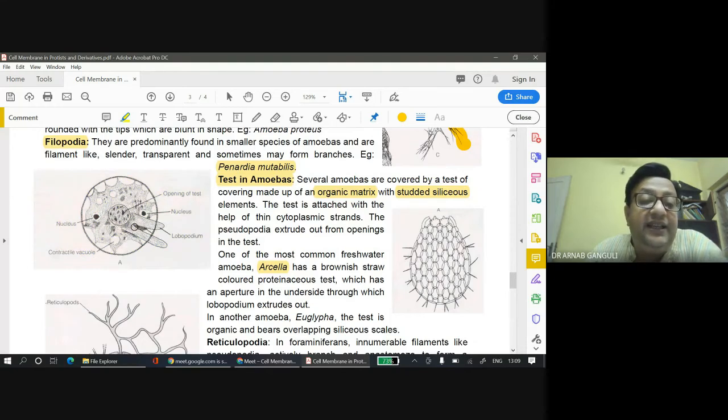In Arcella, you see its body is covered by a test or covering, which is an organic matrix studded with siliceous elements. At the bottom, there is an opening of the test from which these lobopodia come out. This is the example in Arcella. It is a brownish straw color.